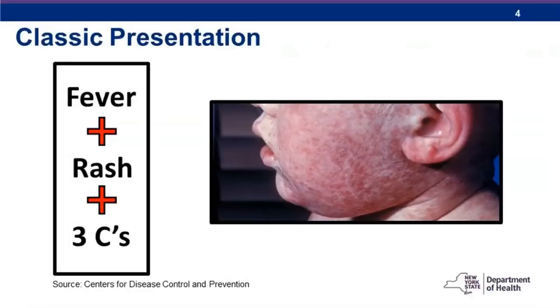You can see that it's red. It's usually a mix of flat red spots as well as raised red bumps. It usually starts on the forehead near the hairline and then spreads its way down, usually all over the whole body. But depending on how soon after the rash started that you're seeing someone, they might just have it on the top half of their face, or they might have it all over.